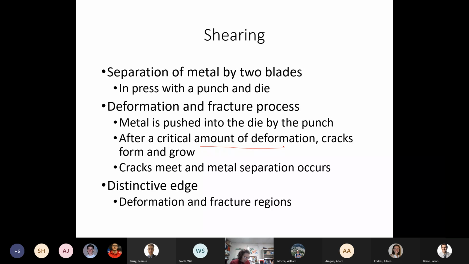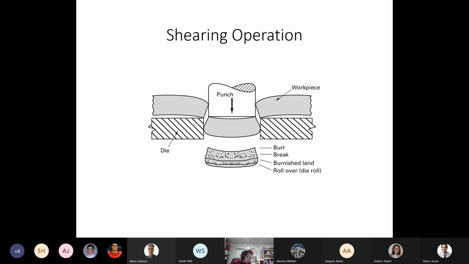Okay, so a sheared part has a distinctive edge because there's a region for the deformation and a region for the fracture. So here's just a simple diagram of a shearing operation. This would be our workpiece. It would have started out continuous. The punch starts to force the material to flow into the die, and then we have that deformation and fracture.